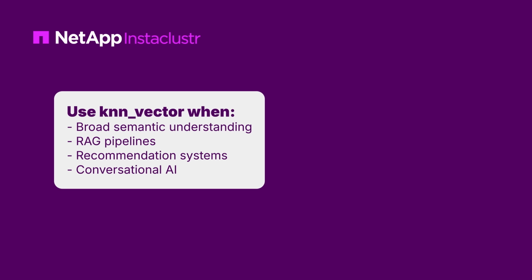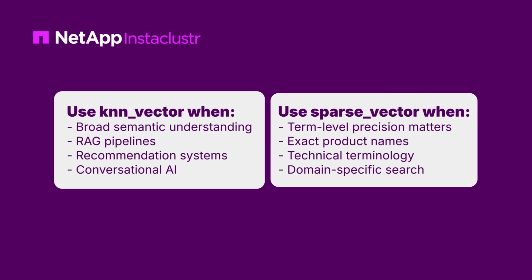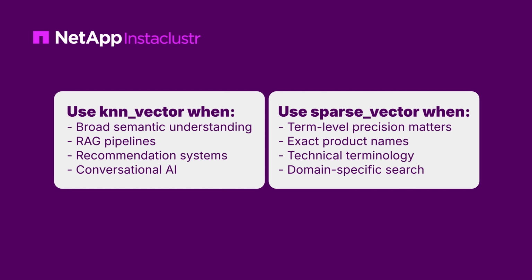So when do you use which? Use knn vector for broad semantic understanding, RAG pipelines, recommendation systems, and conversational AI. Use sparse vector when term-level precision matters, e-commerce with exact product names, enterprise search with technical terminology, anything where missing an exact keyword breaks the result. These are complementary, not competing.